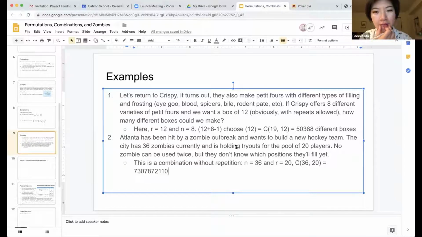Hey, Aubrey. The first one, I don't understand the formula. Maybe you covered it before. Why is it n plus r minus 1? Where does the minus 1 come from? I know the formula is like that, but I just want to understand. Why is it not choose 12 from 20?